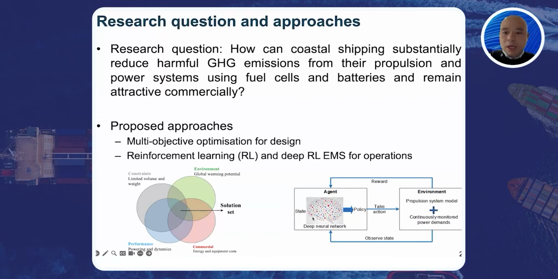So basically, we have two parts. The left part is about the agent, and on the right part, we have the environment. The environment is a combination of the propulsion system model plus the continuous monitoring of power requirements. We don't deal with the hydrodynamics, but we take the measurements of the power requirement directly. These long-term data, collected over 6 months, represent the environment.